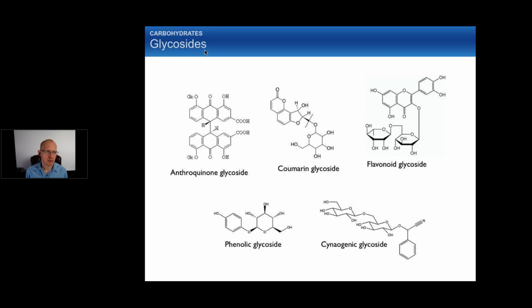So if you look at the structure here, anthraquinone glycosides, the GLC dots on the O groups, those are your sugars. You could have coumarin glycosides, you could have flavonoid glycosides like I just showed you with the rutin. You could have phenol glycosides like the ones in arbutin. You could have cyanogenic glycosides. So lots of different ones exist.